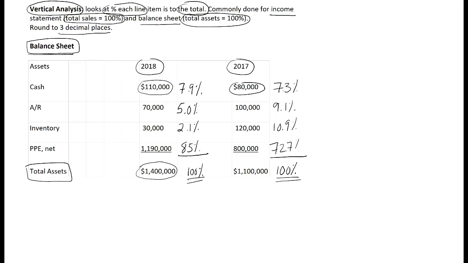So that's the first step in the vertical analysis. Figure out how much each individual item is of your total. And then we can do some analysis. We can compare year to year. So a couple of more prominent conclusions.